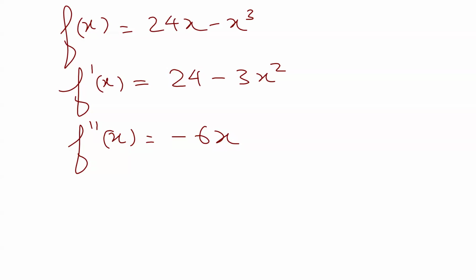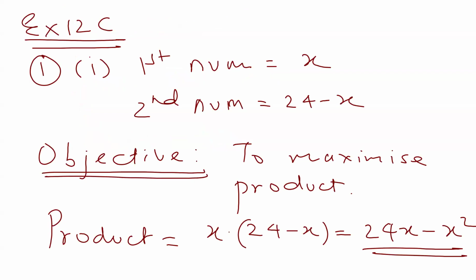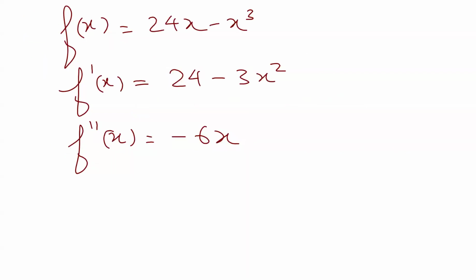Oh, sorry, one second. Have I made some mistake? Yeah, 24x minus x square. I wrote x cube, sorry. 24x minus x square, and this will be 24 minus 2x. I'm sorry for that. So this will be minus 2.